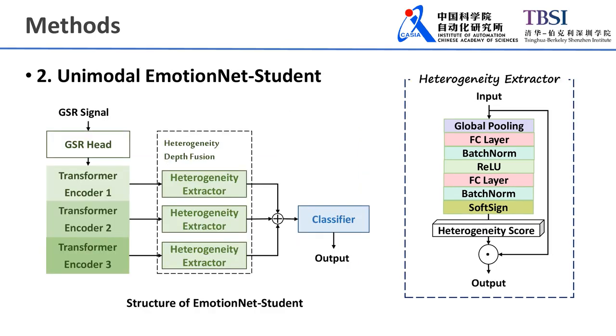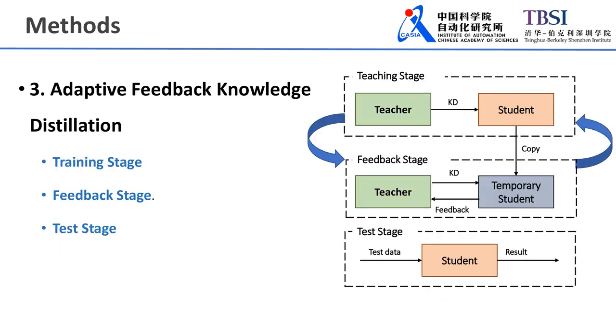The output from the IMF is able to guide the unimodal student model to better generalization. Studies show that in the knowledge distillation process, when the unimodal student model and the multimodal teacher model have large structural differences, the unimodal student model has difficulty achieving the desired results, because it is difficult for it to fit the output of the multimodal teacher model. Therefore, a heterogeneity-based depth fusion module, which is similar to the IMF module, is designed in the unimodal EmotionNet Student to focus on minimizing the structural gap between it and the multimodal EmotionNet Teacher. As for the adaptive feedback knowledge distillation mechanism, we design 2 stages in the training of the student.